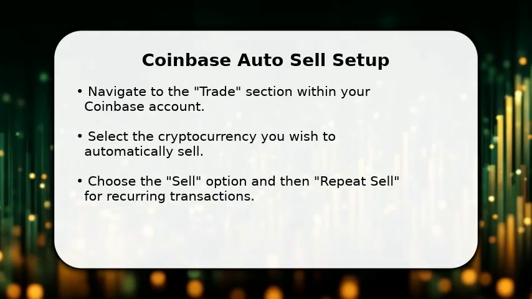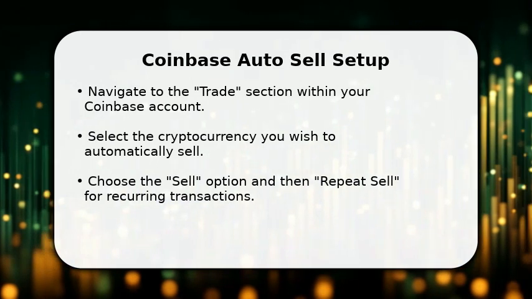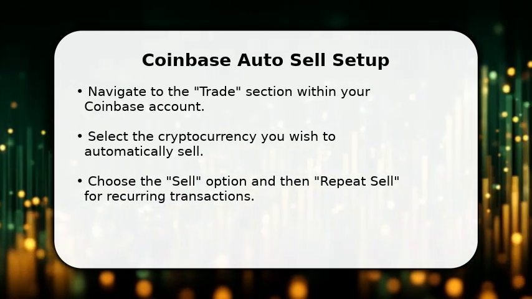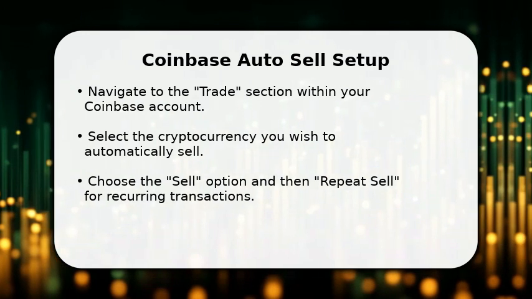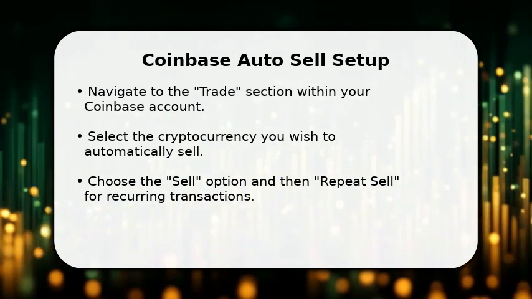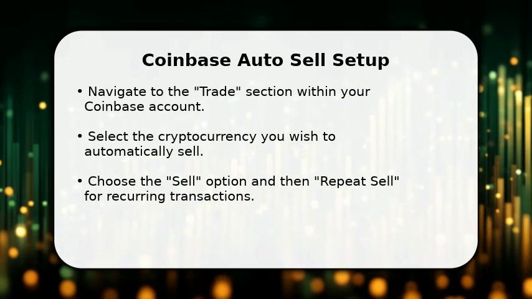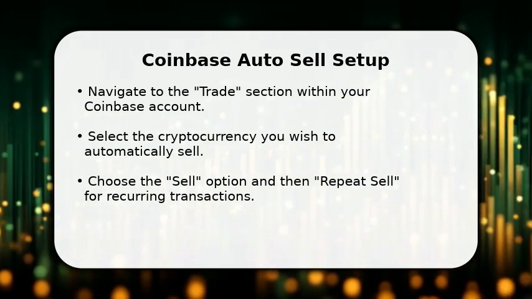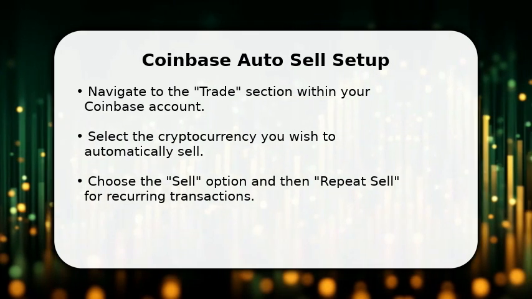In this video, I will explain how to set up auto sell on Coinbase. First, log into your Coinbase account and locate the trade section. From there, you'll select the specific cryptocurrency you want to sell automatically. After choosing your asset, click on the sell option.